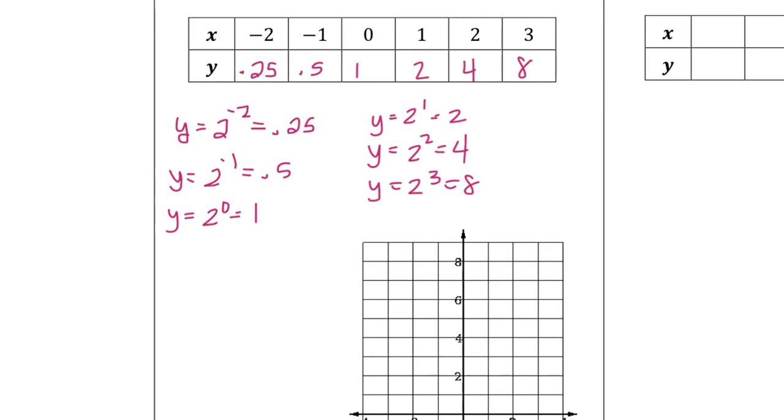So our x's are going by 1s and our y's are also going by 1s. So when we plot these values, negative 2, 0.25 is going to be close to my axis. Negative 1, 1 half; 0, 1; 1, 2; 2, 4; and 3, 8. When we connect this, remember we need to not forget about our boundary line, our asymptote at y equals 0. So our graph gets really close to the axis from left to right and then increases, moving left and right forever. And there's the graph of y equals 2 to the x.